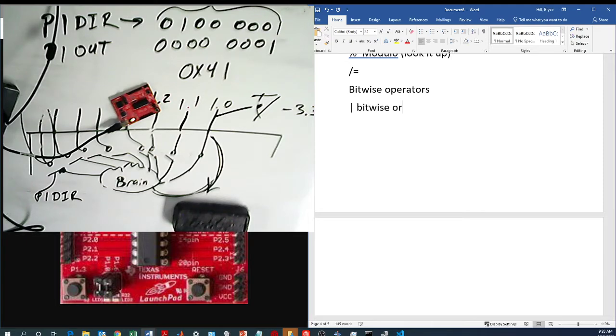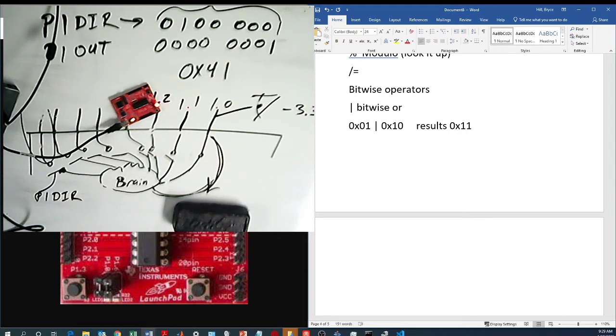Bitwise or, that's a pipe that I drew. That's on the I or an L. It's a pipe. It's under the backslash. Shift backslash gives you the pipe. Bitwise or. So if I have, let's do some simple numbers, 0x01 or 0x10, this is going to result in 0x11.